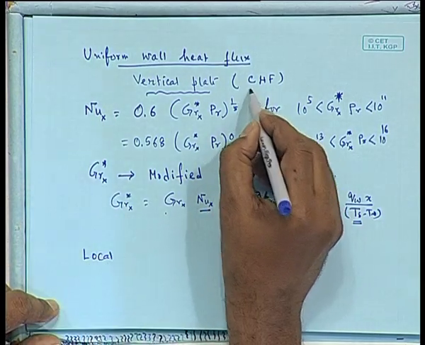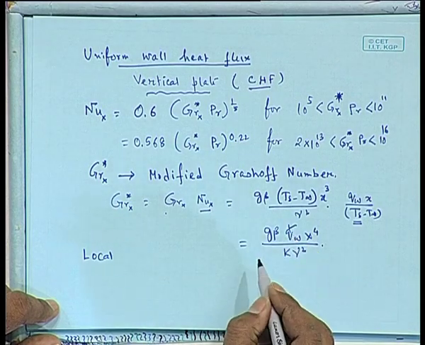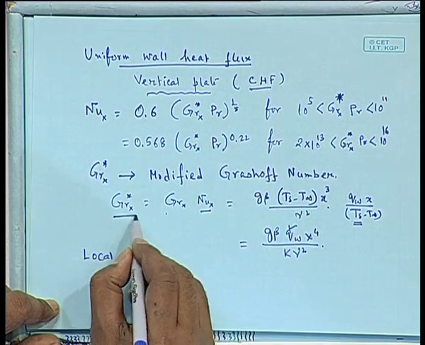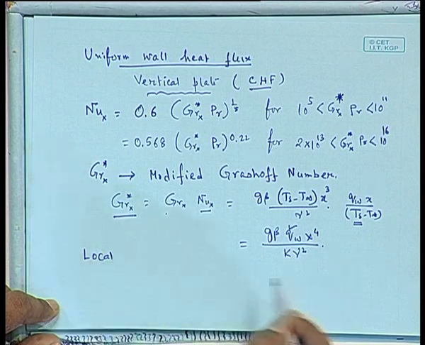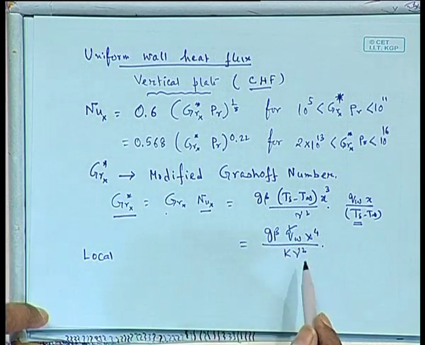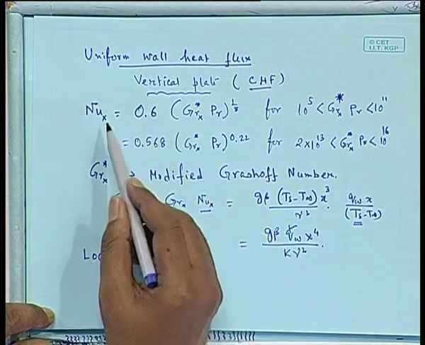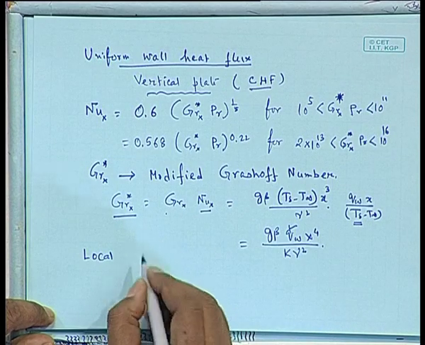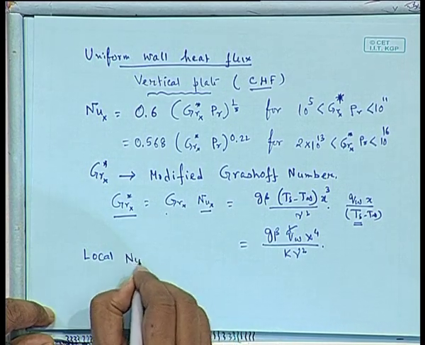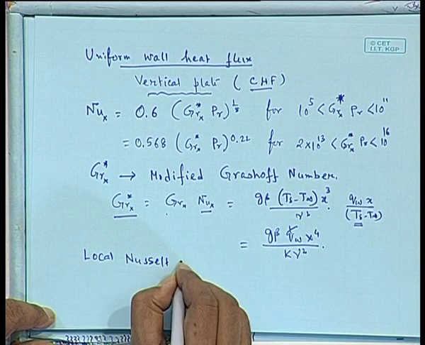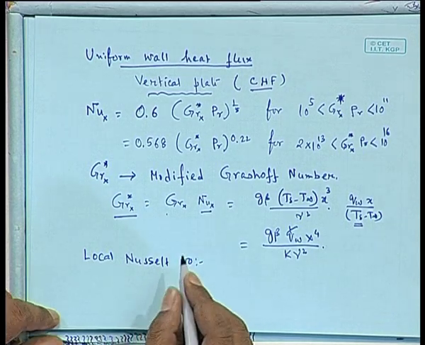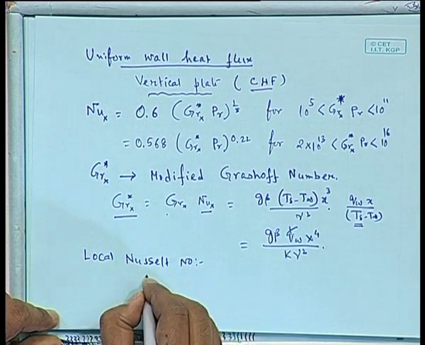So, since it is a case of constant heat flux, you know this q_w, and you can calculate this modified Grashof number from the properties and whatever values are specified to you, and you can calculate the local Nusselt number. And local Nusselt number is defined based on the length x starting from the leading edge.